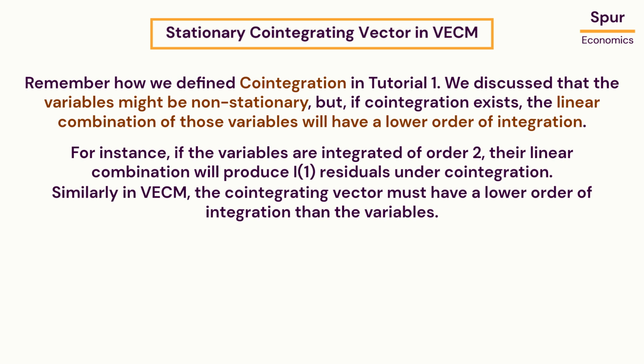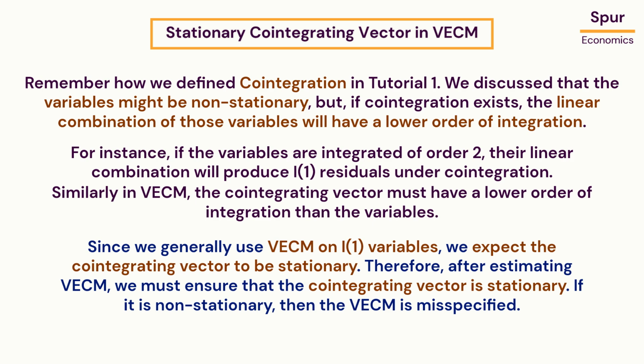Similarly in VECM, the cointegrating vector must have a lower order of integration than the variables. Since we generally use VECM on I1 variables, we expect the cointegrating vector to be stationary. Therefore, after estimating VECM, we must ensure that the cointegrating vector is stationary. If it is non-stationary, then the VECM is misspecified.